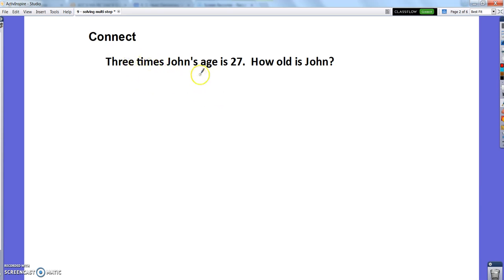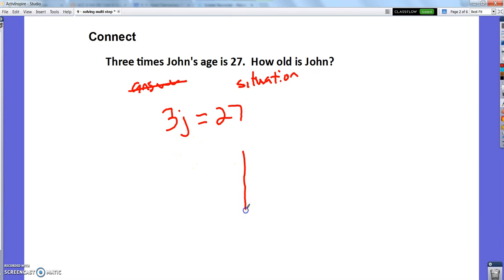So the first thing we did was write an equation, and not an equation for the answer, an equation for the situation. Which is to say 3 times John's age. If I take John's age and I multiply it by 3, I get 27. And if I can find J, I'll know John's age, right? And so 2 strategies I taught you. One was common sense, which you can just look at that and say, well, I know 3 times 9 is 27, so I know that J equals 9.